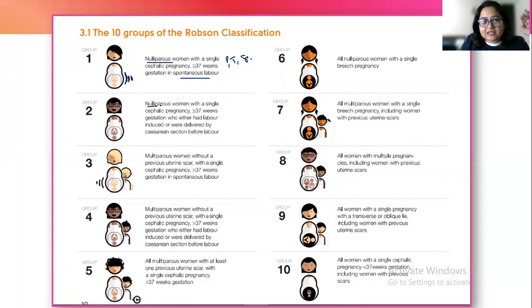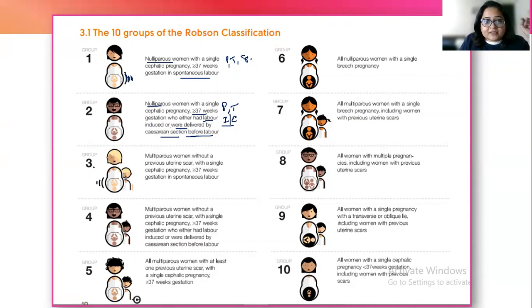The second is again nulliparous. So again primary, again term, more than 37 weeks, who has had labor induced or was delivered by cesarean section before labor. So that means she's a primary, she's a term, but she's not in spontaneous labor. She's in induced labor or has had an elective cesarean. Cesarean section before labor, in other words, basically means an elective cesarean, or basically any cesarean which is done before the onset of labor. So she's not in labor. That's why that sign is not there.